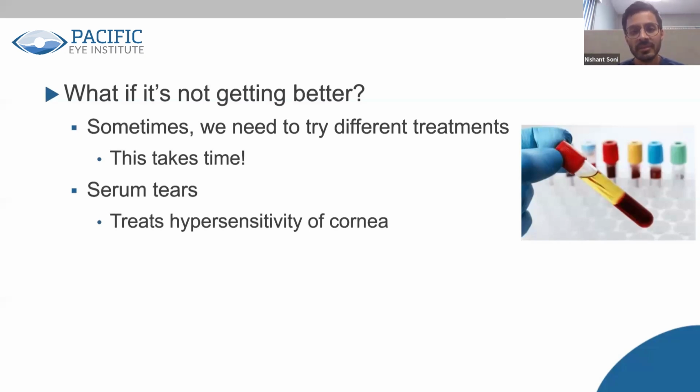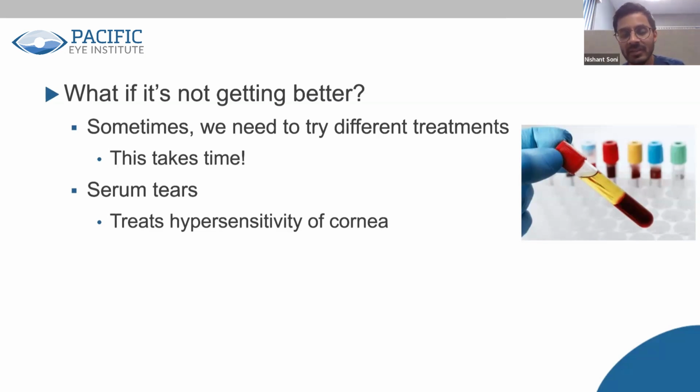Sometimes we can use a thing called serum tears. It sounds interesting, but what we do is we take blood. You do go to the lab for this, but you take blood from your body, and we spin it down and take the clear part of that blood, and we mix that with artificial tears. What that clear part of the blood does is it allows for a lot of different factors that you have in your blood that can be very beneficial to the surface of the eye.